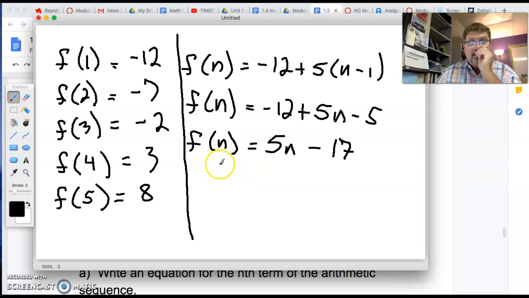All right, does the formula work? It has to work or it's wrong. It needs to give me these terms in that order. Plug in 1 for n, 5 minus 17 is negative 12, yeah. Plug in 2 for n, 10 minus 17 is negative 7, yeah. 3 for n, 15 minus 17 is negative 2. All right, and so on. It is working. It does give us the sequence.